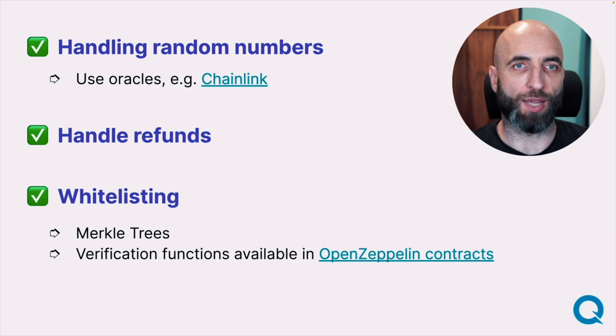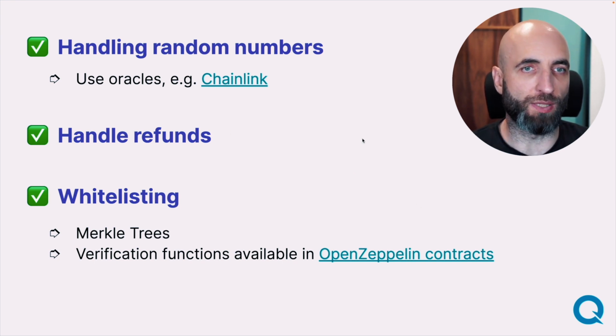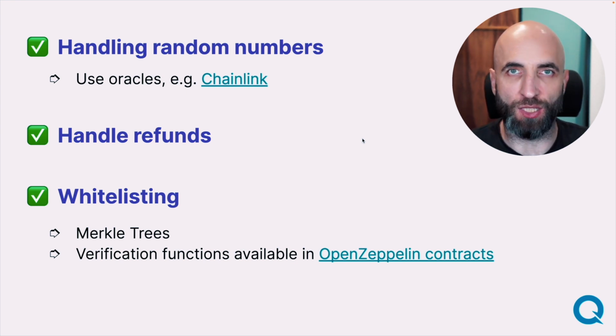If you need any random number for whatever reason and you want it to be truly random, use oracles like Chainlink for reasons already explained, and do not use anything else if any important feature or part of logic depends on the number being truly random.